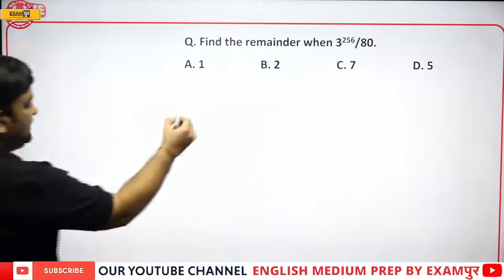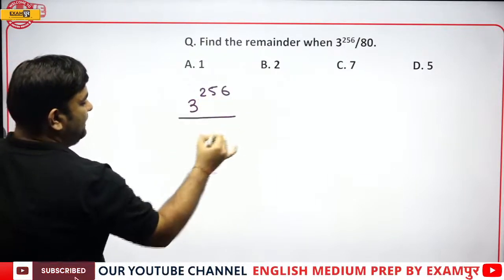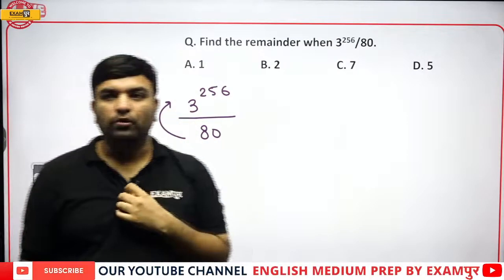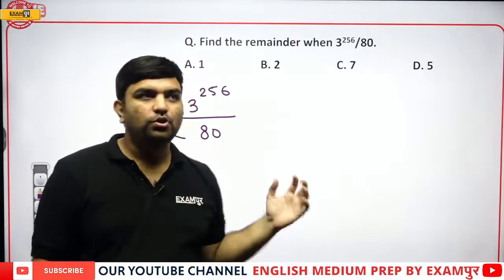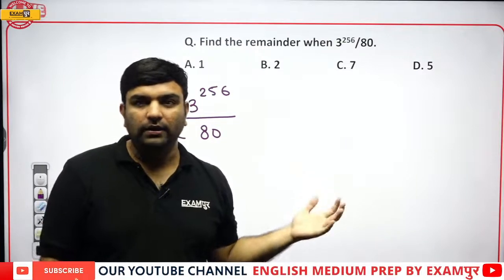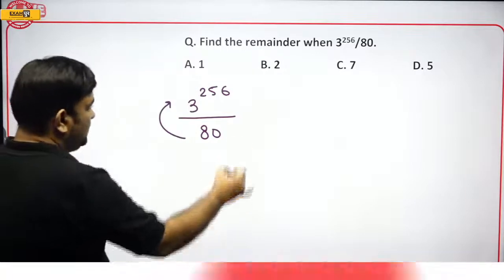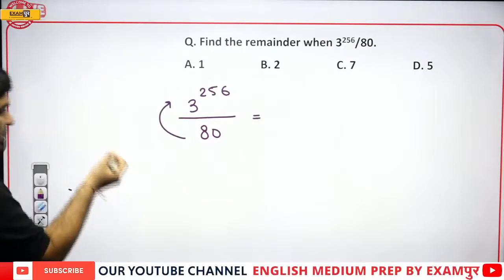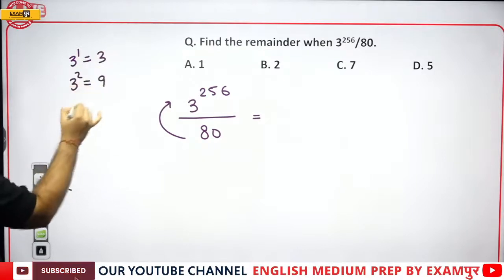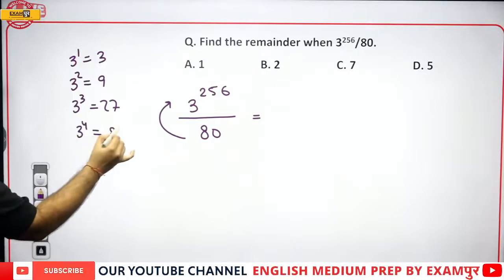Okay, again on the same pattern. How can you create any such number so that you will get a remainder of plus 1 or minus 1? When you put pressure on your brain, you find a solution of 81.